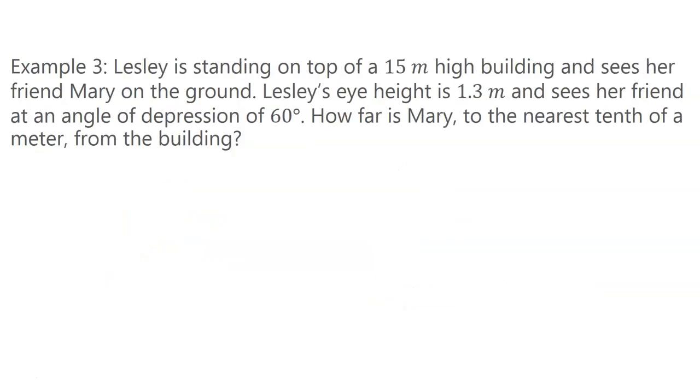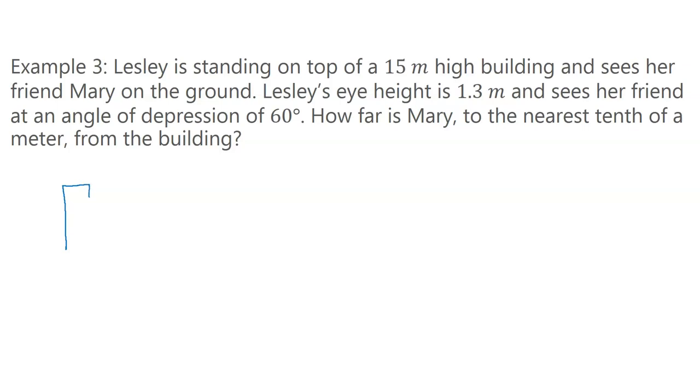And for example 3, it says, Leslie is standing on top of a 15-meter high building and sees her friend Mary on the ground. Leslie's eye height is 1.3 meters and she sees her friend at an angle of depression of 60 degrees. How far is Mary, to the nearest tenth of a meter, from the building?